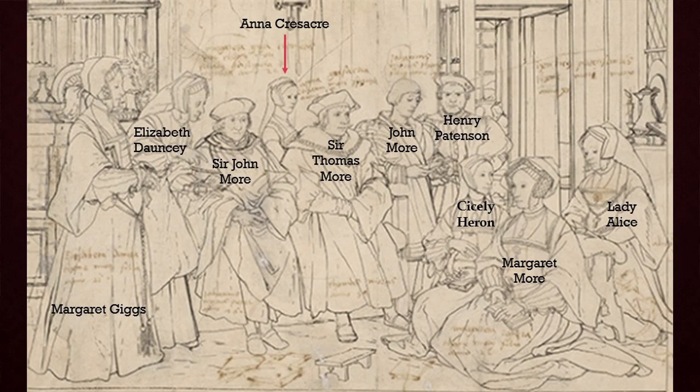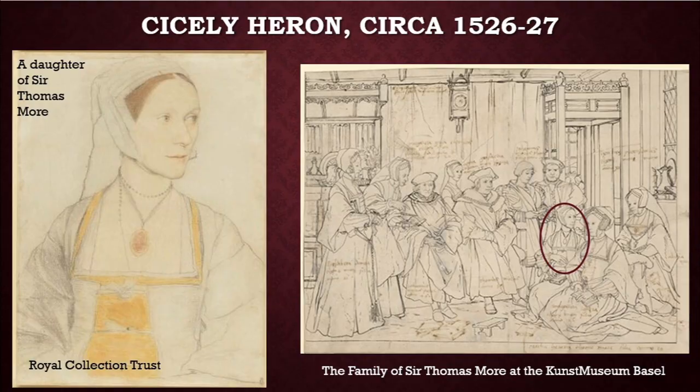Standing next to John is Henry Pattinson, the family fool. Dressed like King Henry VIII, he has a red and white Tudor rose on his cap, has a red beard, and wears a play sword. Sitting in front of Henry is Cecily Heron, age 20. In Holbein's preparatory sketch, Cecily is holding a rosary. Like her 2 sisters, she is pregnant in the family portrait.